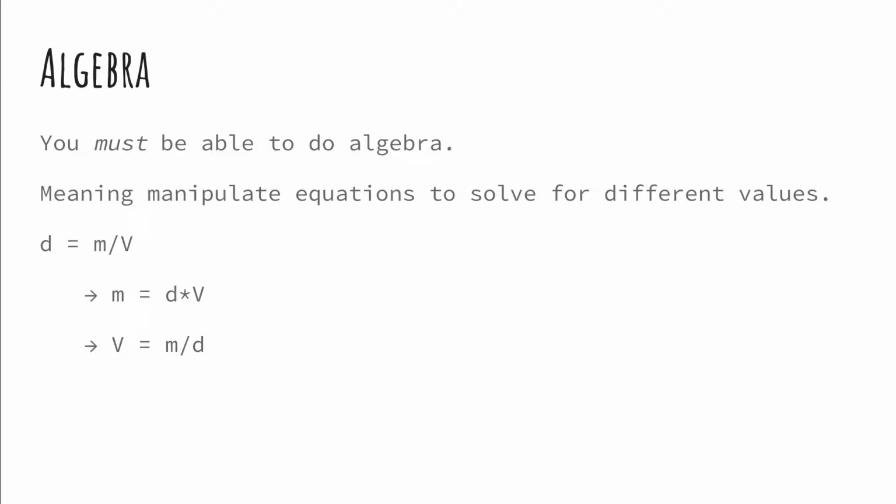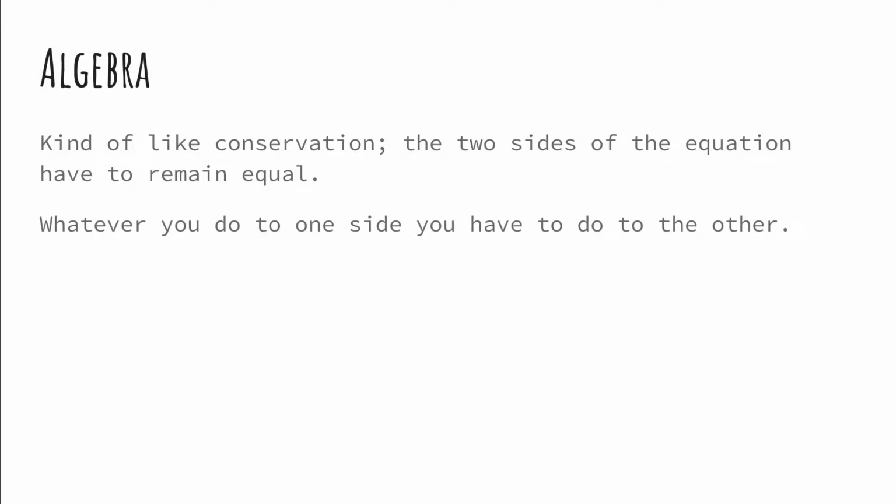For example, density is equal to mass divided by volume. You need to be able to do the sorts of algebraic manipulations to turn that into mass equals density times volume, or volume equals mass over density. Remember, when you're doing algebra, it's kind of like conservation, only instead of conservation of matter, it's conservation of the 2 sides of the equation. Whatever you do to one side of the equal sign, you have to do to the other.